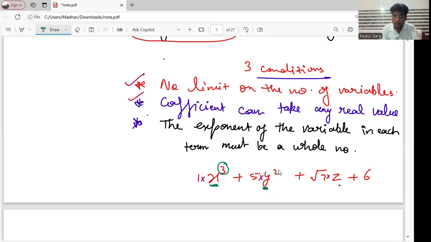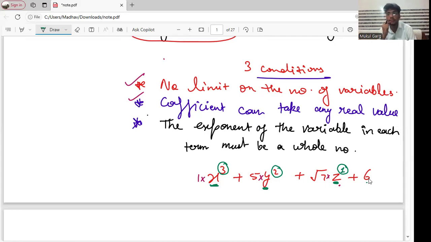Here again in the variable, the exponent is 2. 2 is a whole number. In the third term, if you see, the variable has exponent as 1. And 1 is also a whole number. Now in the last term, we have a constant here, 6. And we do not see any variable with this constant 6.